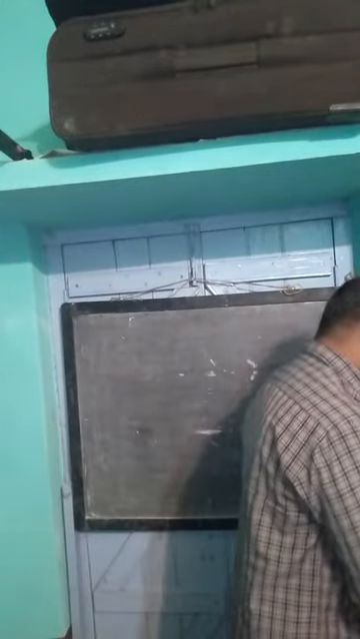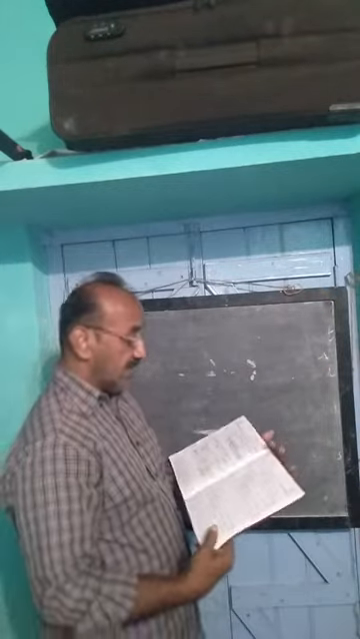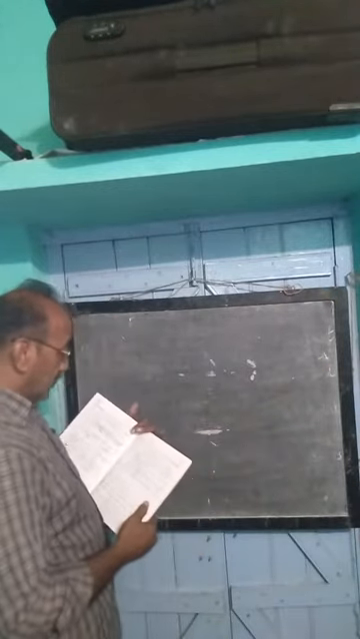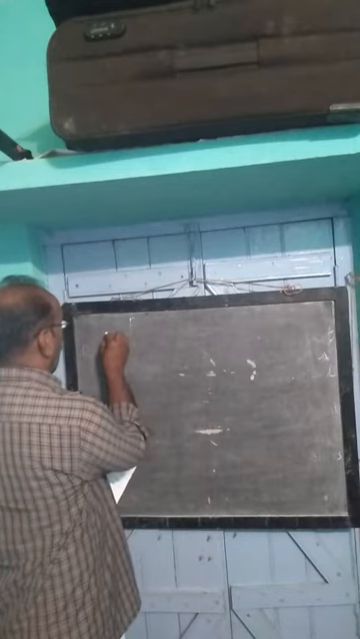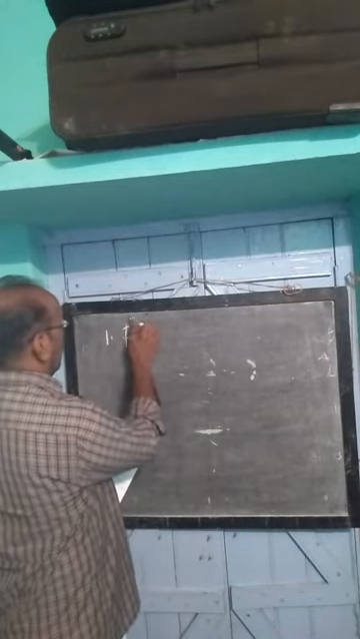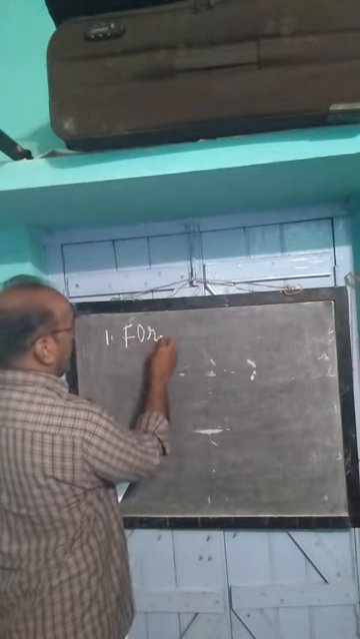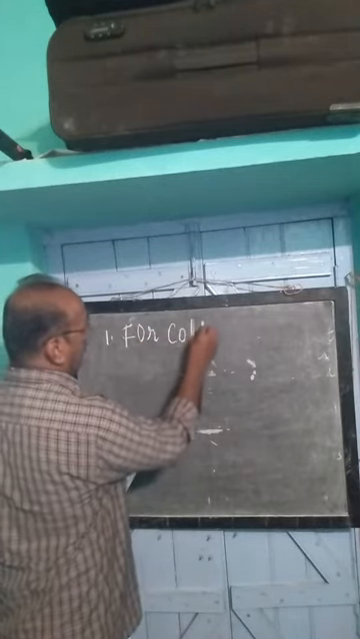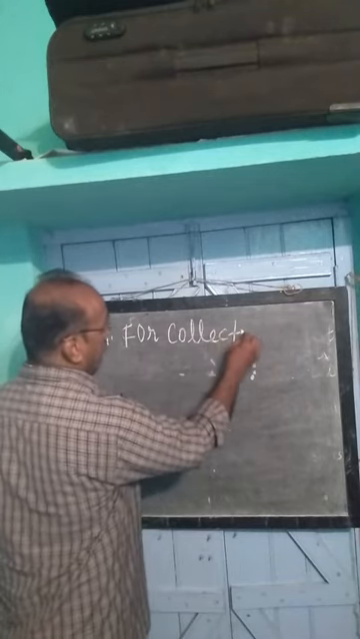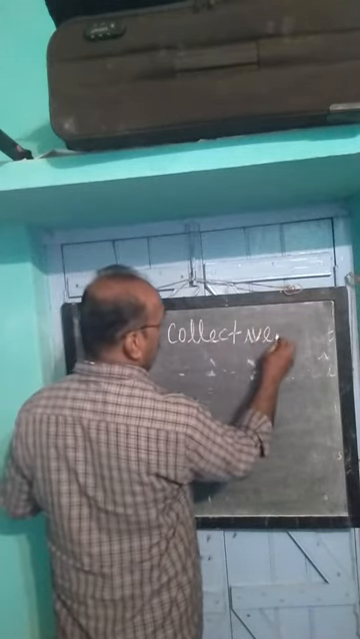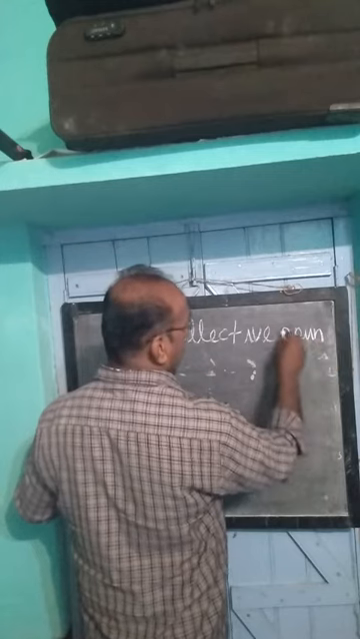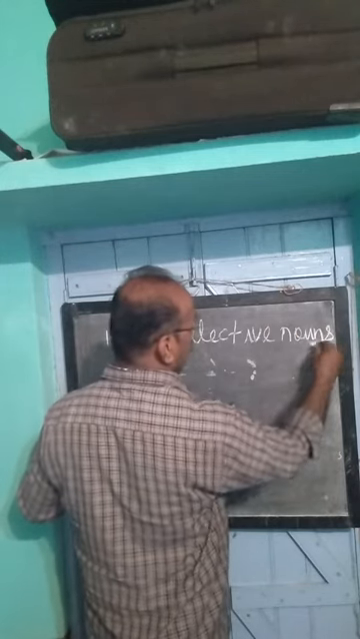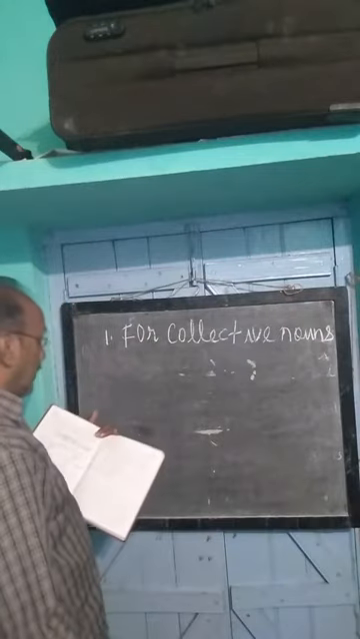Where only singular verb is used. Okay, there are 7 places. We just see 3 of them. So singular verbs are used. One thing is for collective nouns.